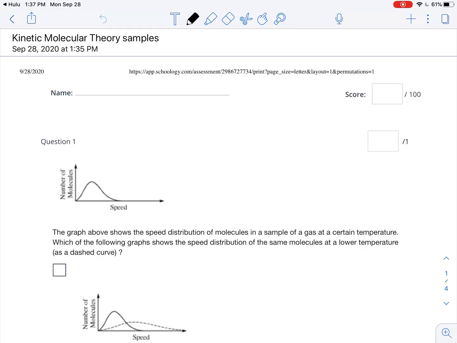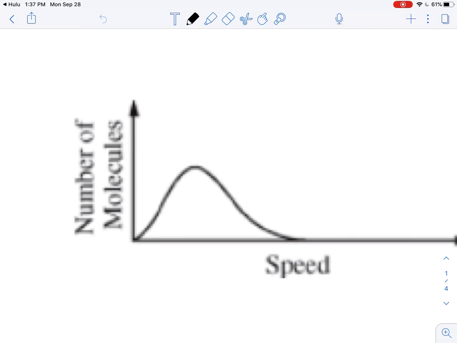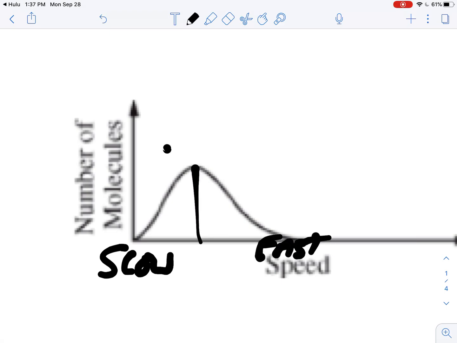All right, so our first question says the above graph shows the distribution speed of molecules in a sample at a certain temperature. What's going to happen if you raise or lower that temperature? So remember, the whole idea here is that all of the particles in a sample are not necessarily going to be going the same speed at the same time. And so that's why there is a distribution. Some of these guys here are slow, some of these guys here are fast, and that's kind of your average right there.